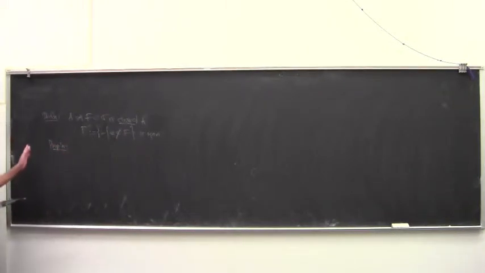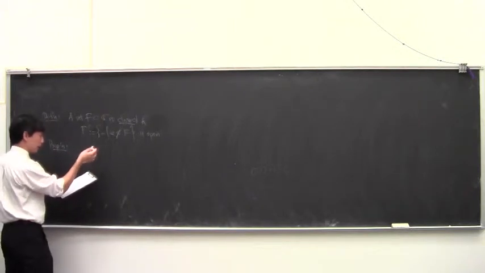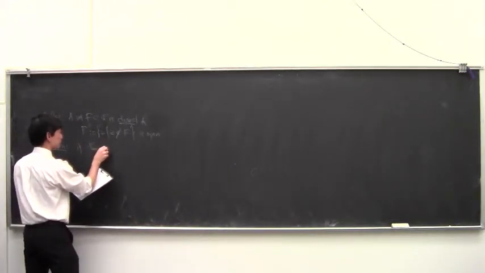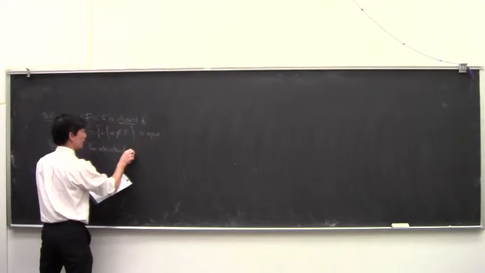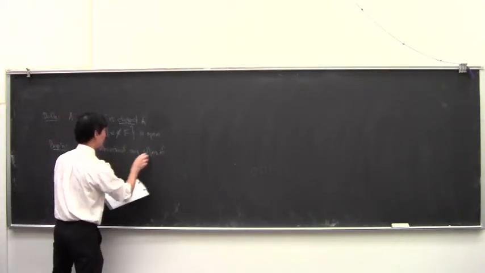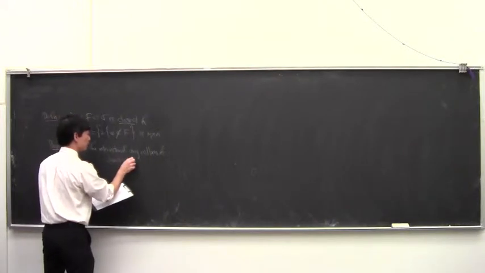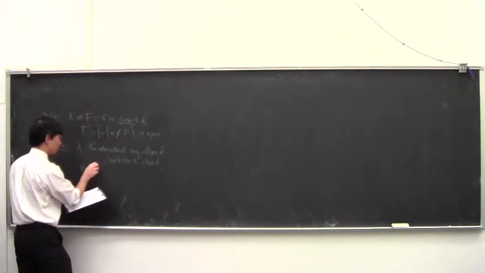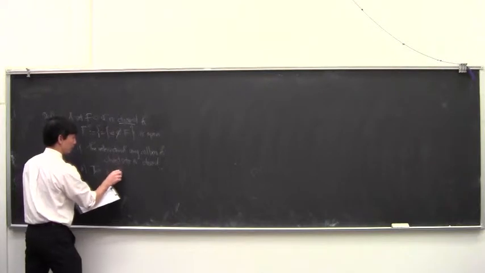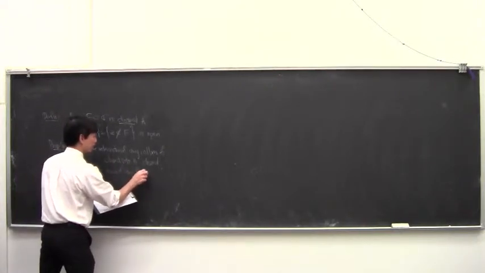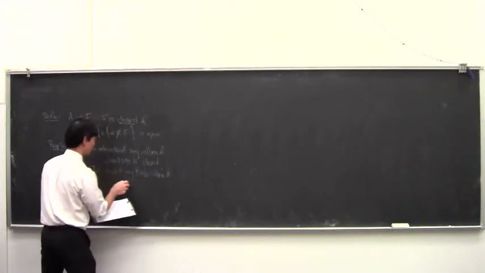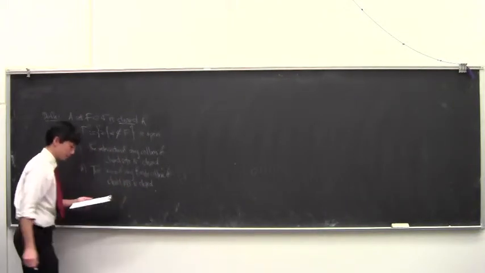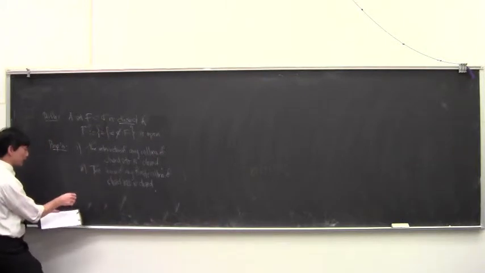Right. So there's an analogous proposition about closed sets and set operations. So one, as you might expect, the intersection of any collection of closed sets is still closed. And two, analogously, the union of any finite collection of closed sets is closed. Okay.